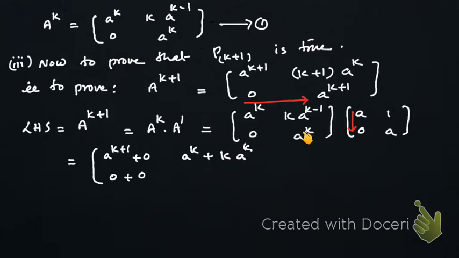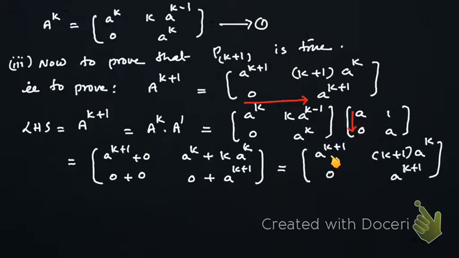Now comes the second row. Second row into the first column: 0 a raised to k goes along the first column. 0 into a is 0 plus a raised to k into 0 is 0. Now second row goes with the second column. 0 into 1 will be 0 plus a raised to k into a is a raised to k plus 1. Let's just rewrite that one more time. A raised to k plus 1 plus 0, which is a raised to k plus 1.